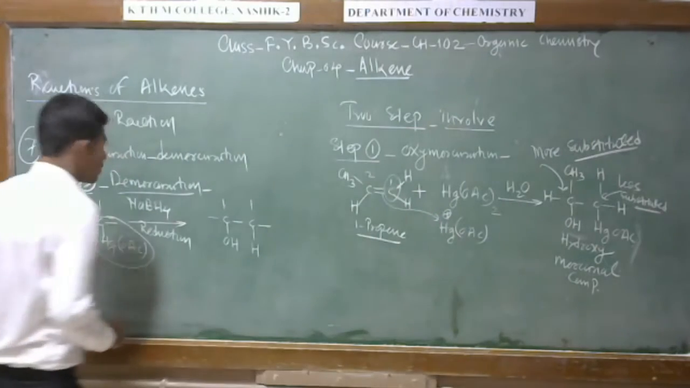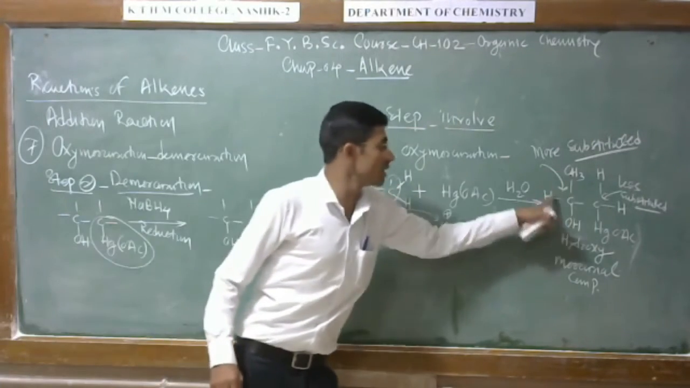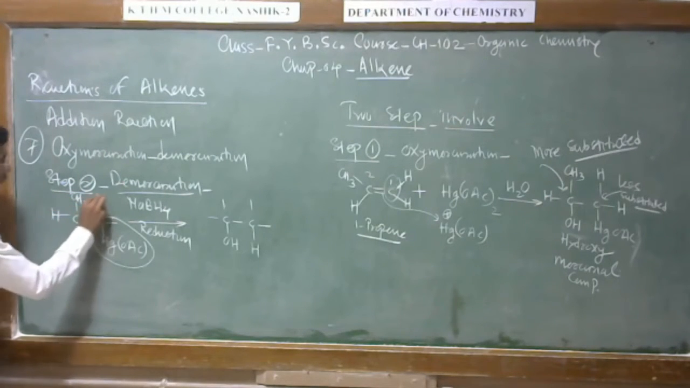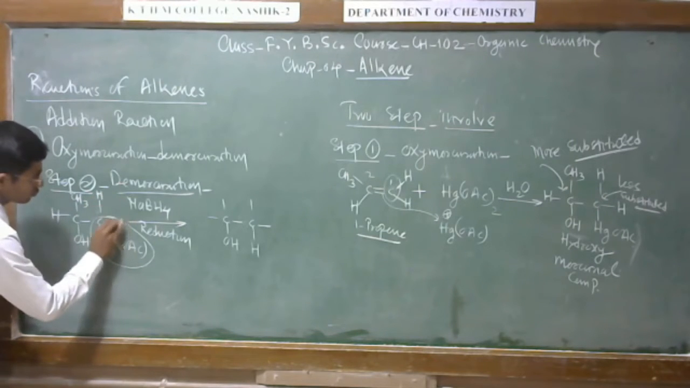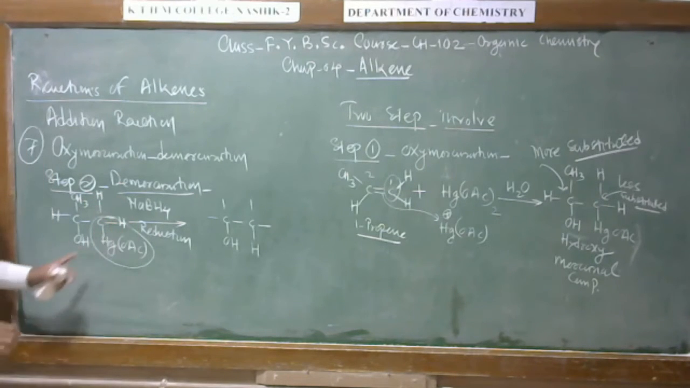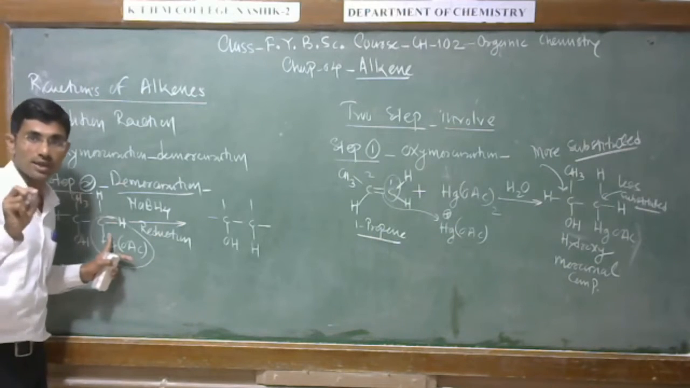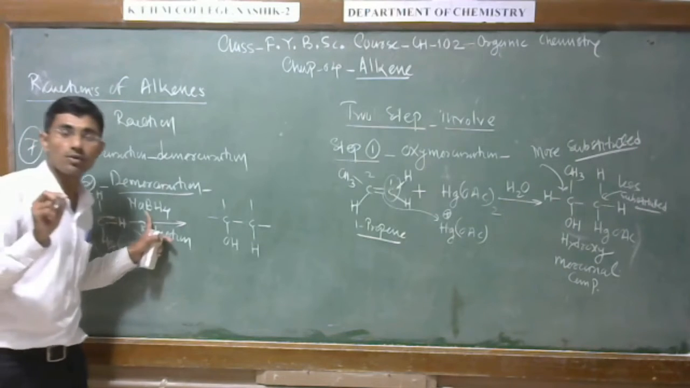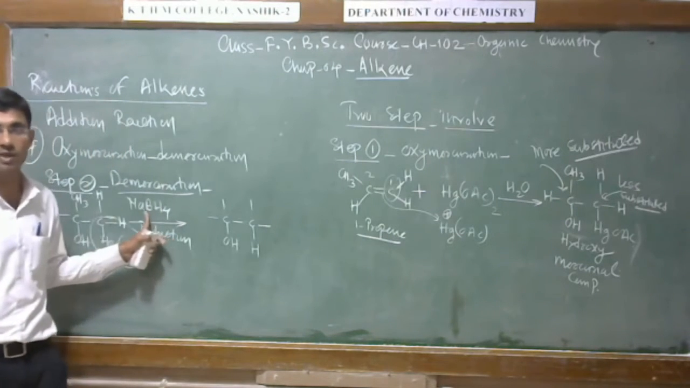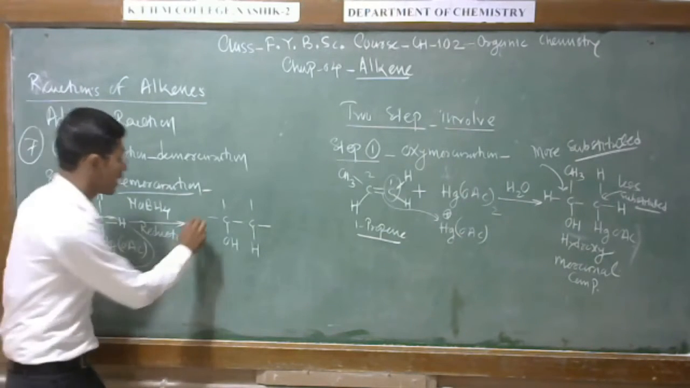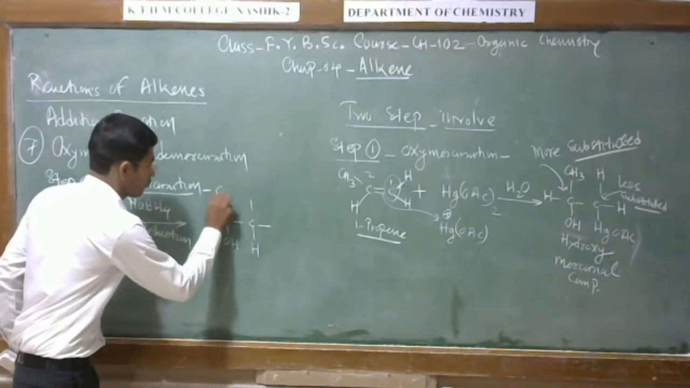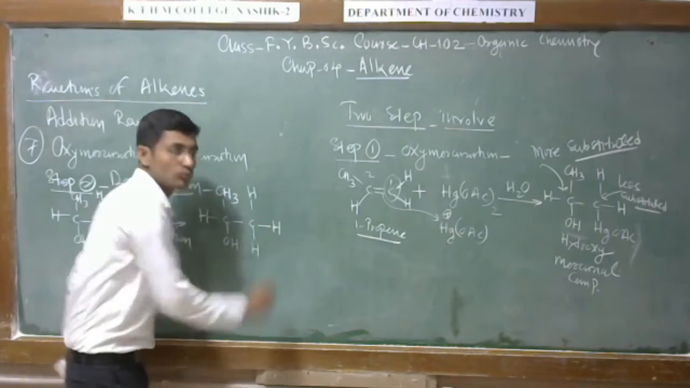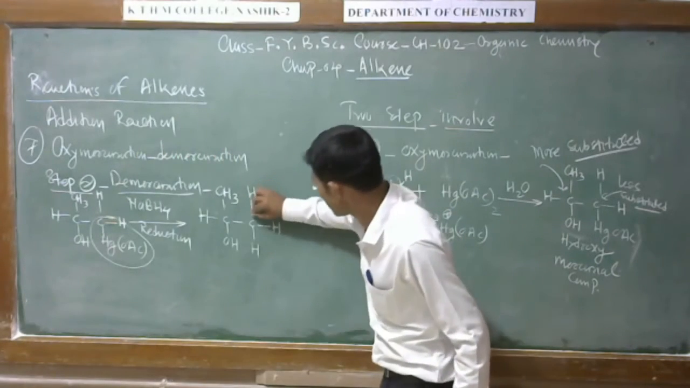So here, when you attach this group here with 3H, with mercury attached to the less substituted carbon and OH attached to the more substituted carbon, it undergoes the demercuration reaction with the help of sodium borohydride. So we can observe that we get this compound here.